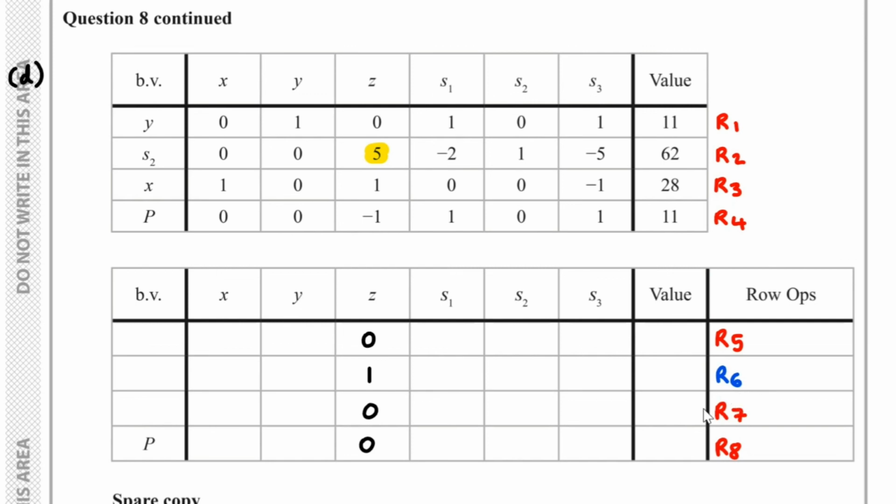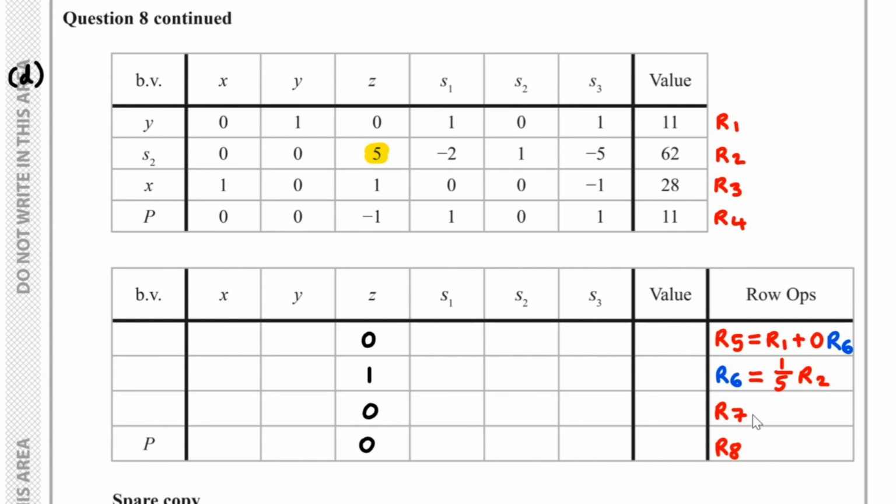Now, row 6, that will equal 1/5 of row 2. This will ensure I get a 1 over here. Now, row 5, we need to add and subtract from row 1 multiples of row 6. So row 5 will equal, well, it's a 0 over here, so that's going to equal row 1 plus 0 lots of row 6.